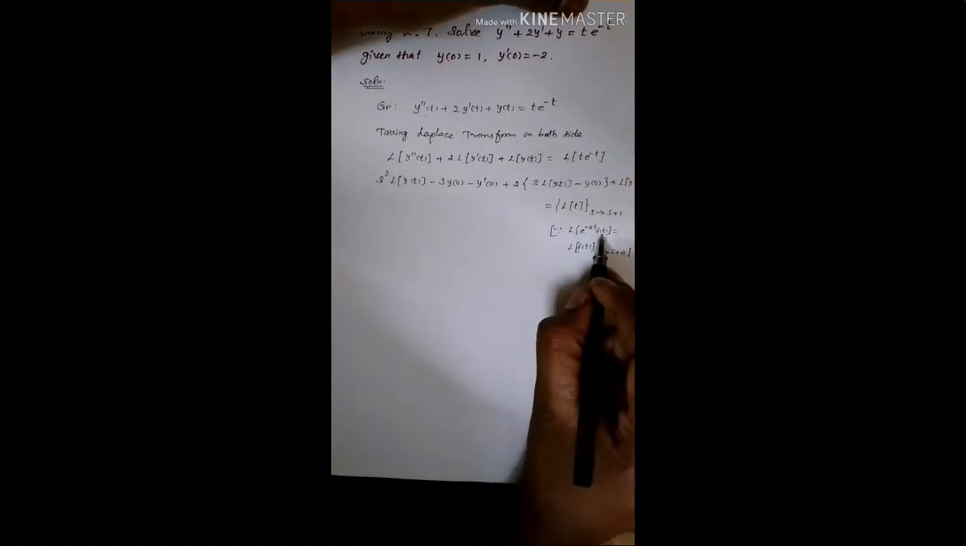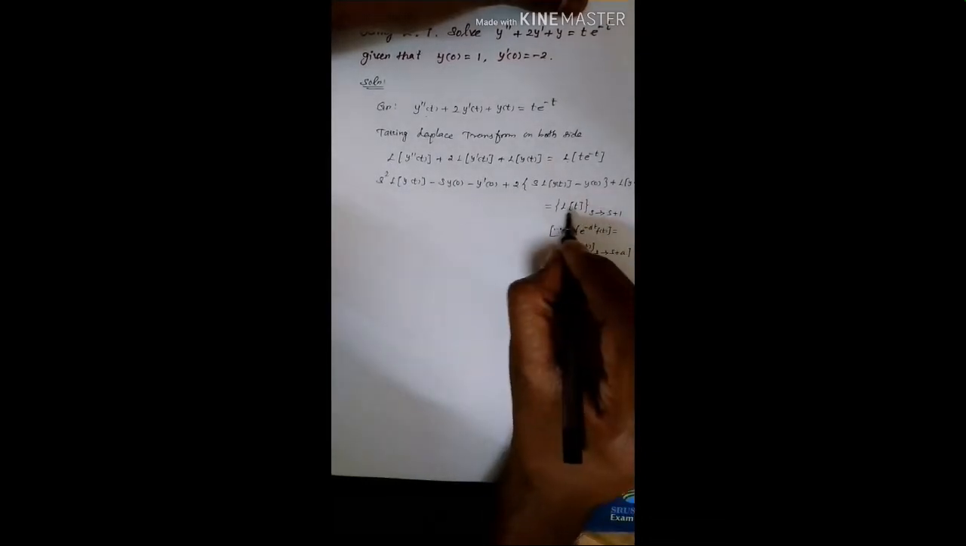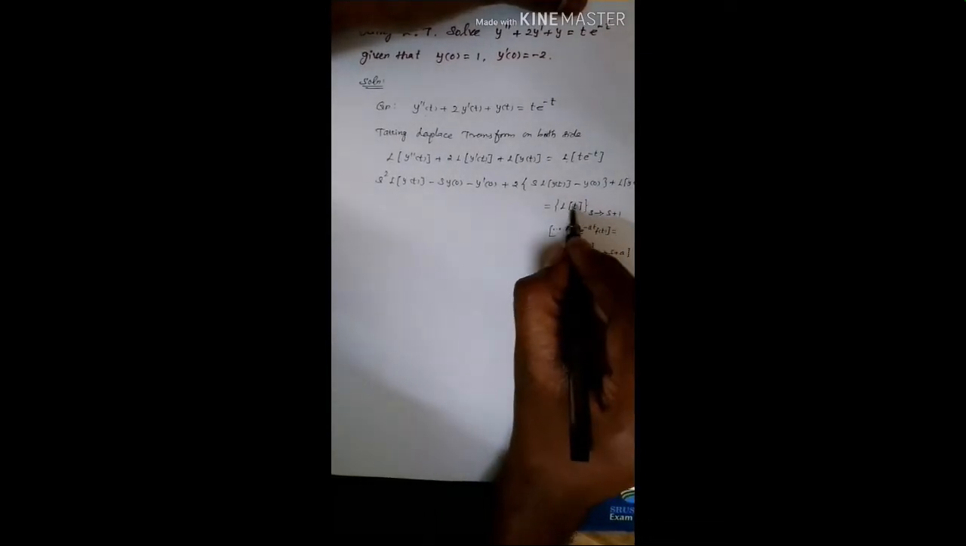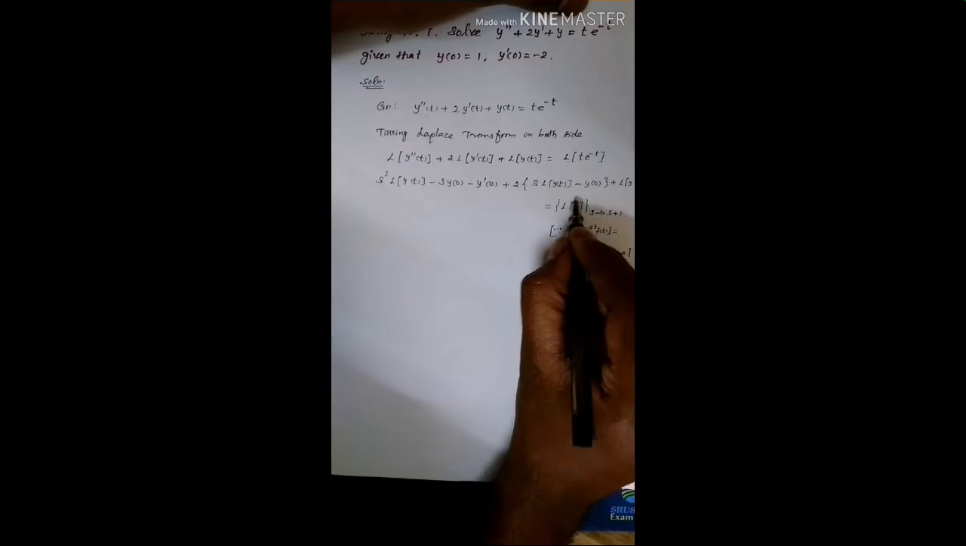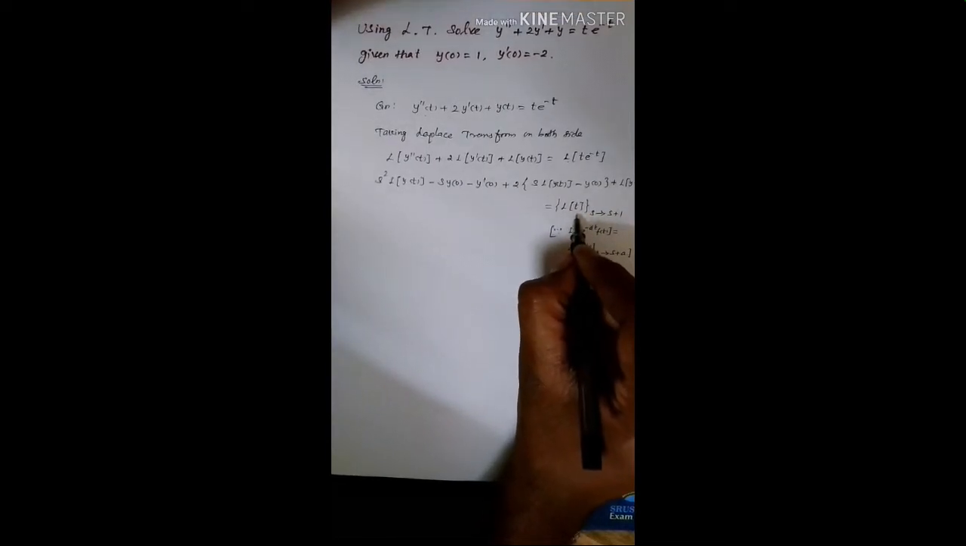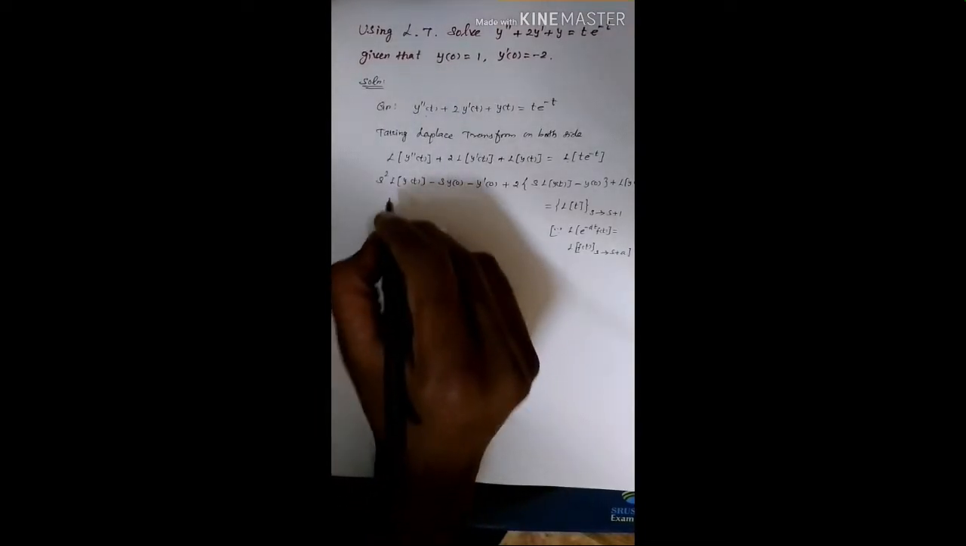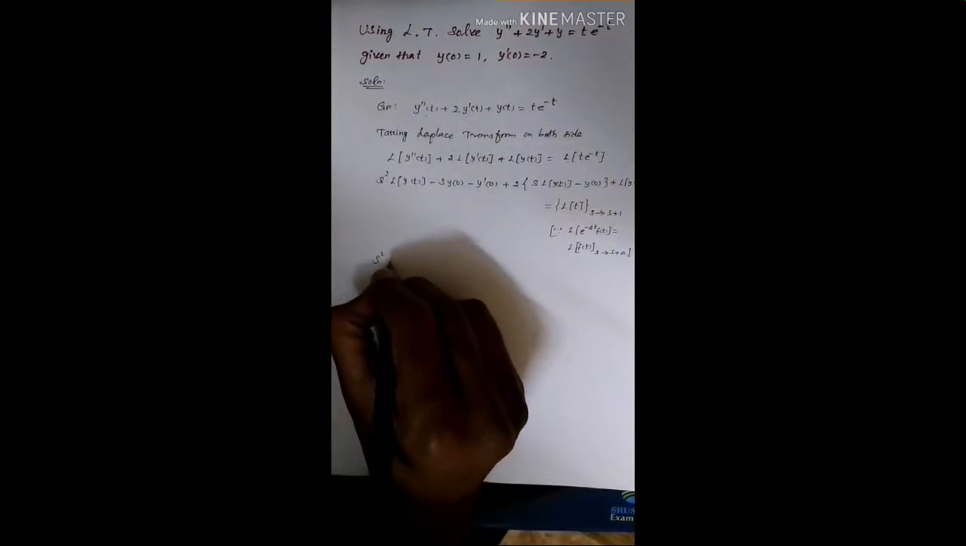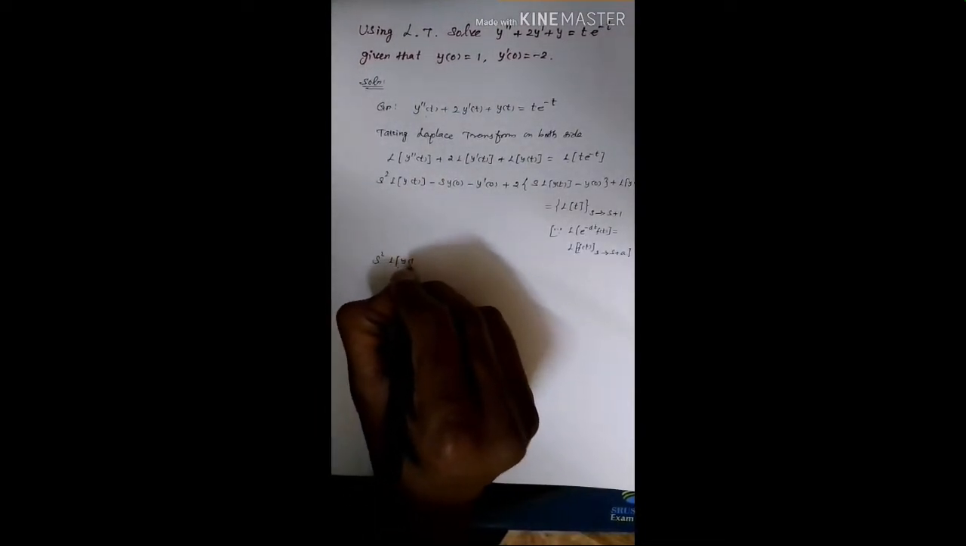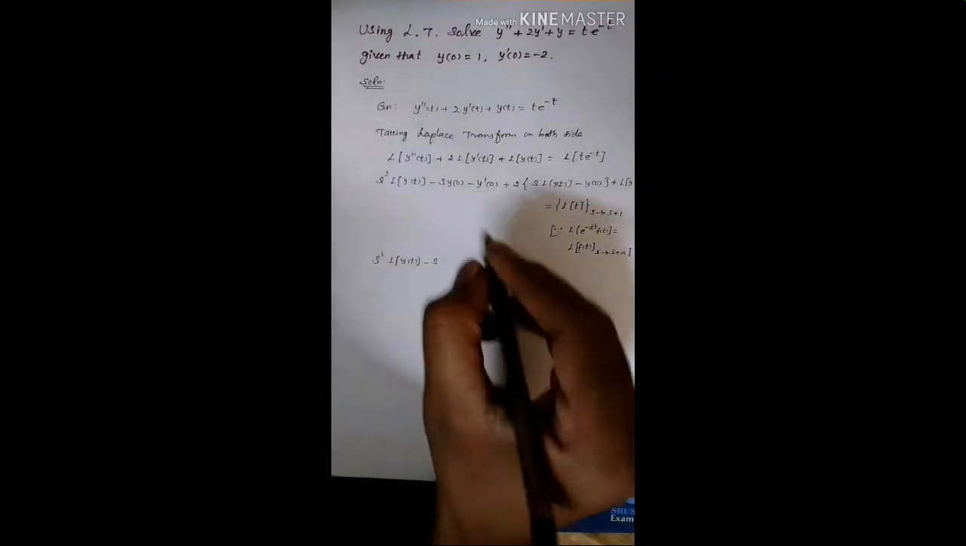So in this problem, t is considered as f of t and e power minus t is considered as e power minus at. Therefore here a is 1, so I have to replace s with s plus a, here s plus 1. So this is L of t where s tends to s plus 1. That means you have to first find the Laplace transform of t. Then in that answer we have to replace s by s plus 1. This is the idea.